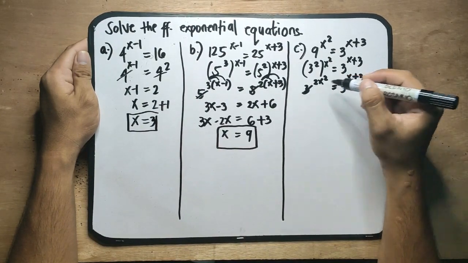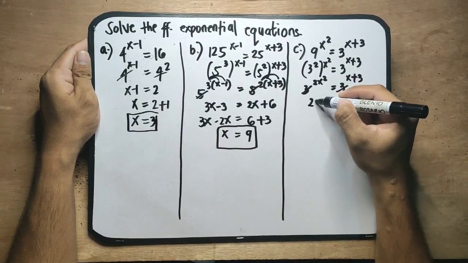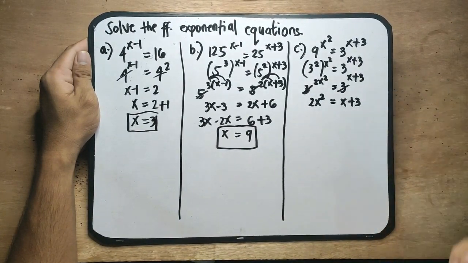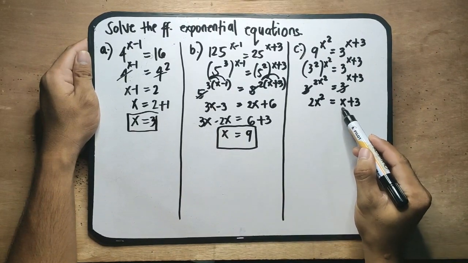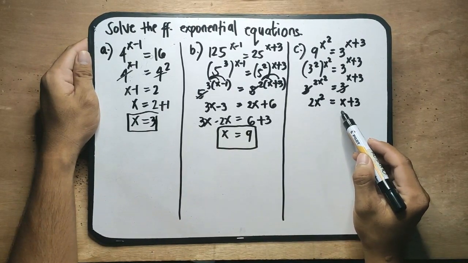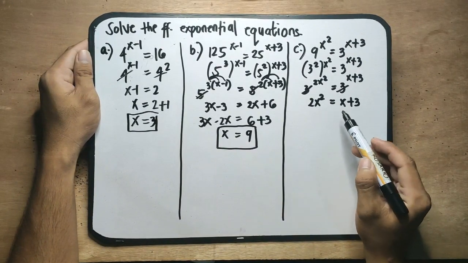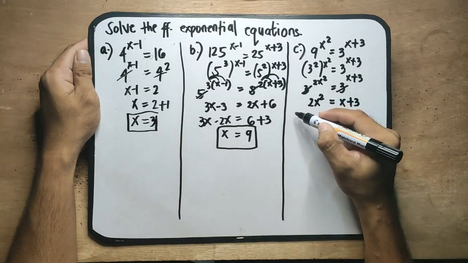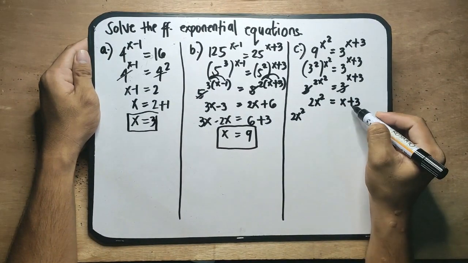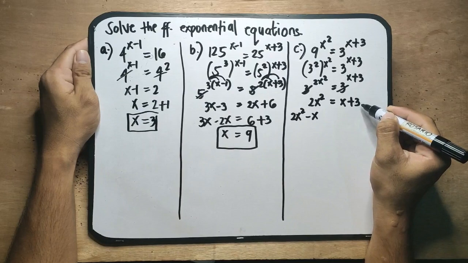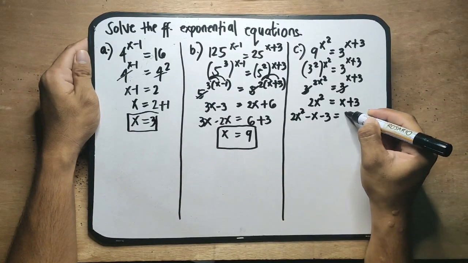So we disregard this one and we bring down their exponents. 2x squared is equal to x plus 3. Since may squared na term and may unsquared term, ibig sabihin quadratic equation yung makukuha natin, we transpose everything going to the left, ang maiwan sa right ay si 0. So we bring down 2x squared, transposing positive x, it will become negative x. Transposing positive 3, it will become negative 3 is equal to 0.